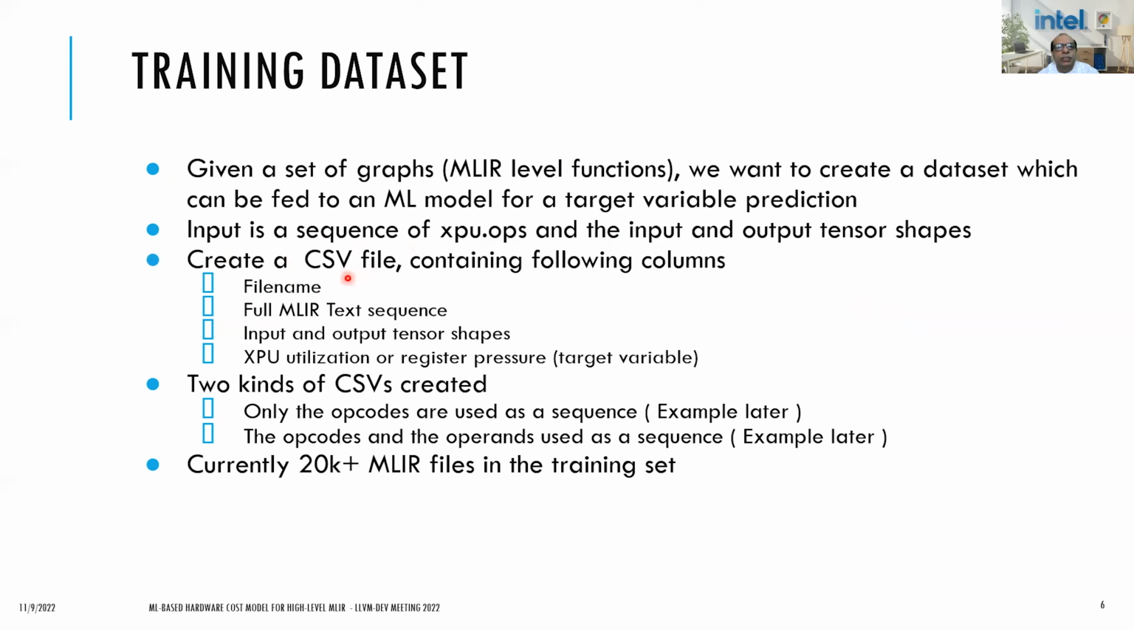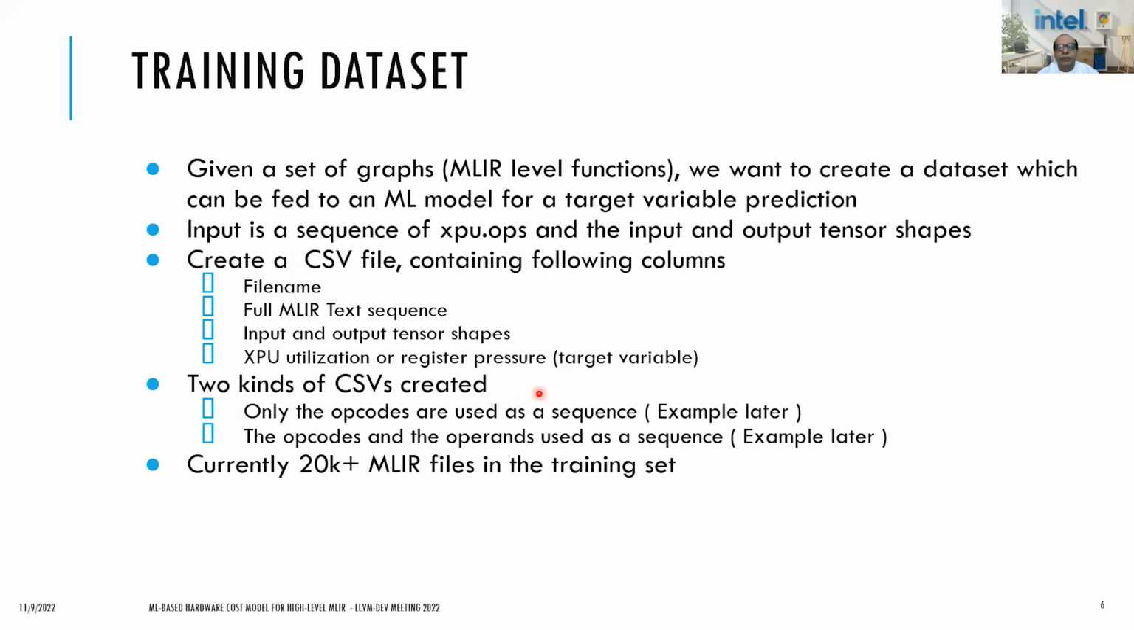For each data flow graph, we create a CSV file, and the CSV file is ingested as part of the training data set, consisting of the file name, which is just for our record purposes, and the full MLIR text sequence. How we encode that, we are going to show now. There are the input-output tensor shapes, and also we will finally get the XPU utilization or register pressure, which are the target variables we are trying to predict. As I said in the earlier slide, these are collected by running them on the actual hardware or the simulator or things like that.